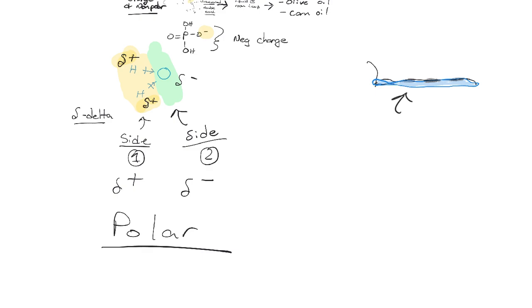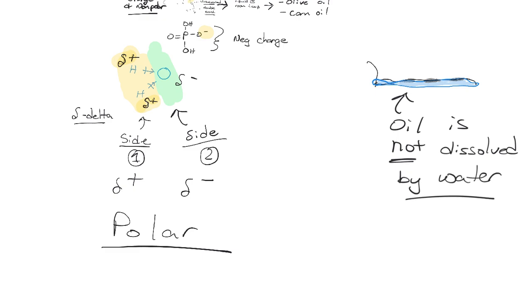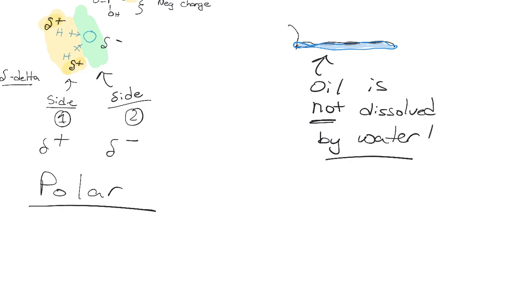So what we say is that the oil is not dissolved by water. But if we add sugar or salt to water, what happens to it? It mixes really well. It dissolves, right? And it disappears. We don't see it anymore. If we put oil in water, we see it.